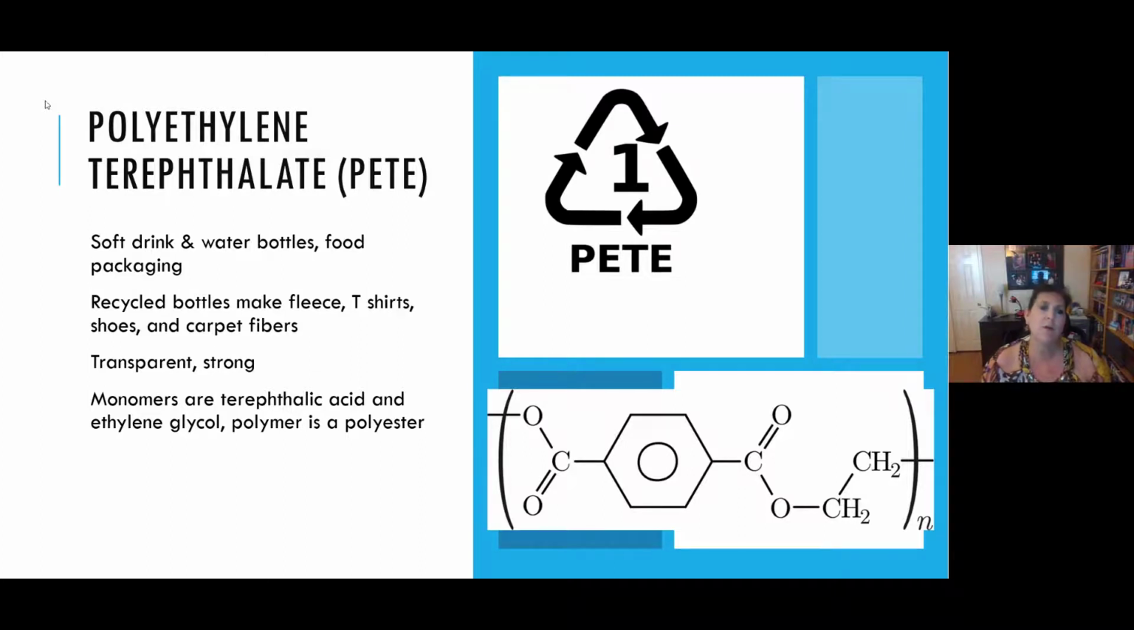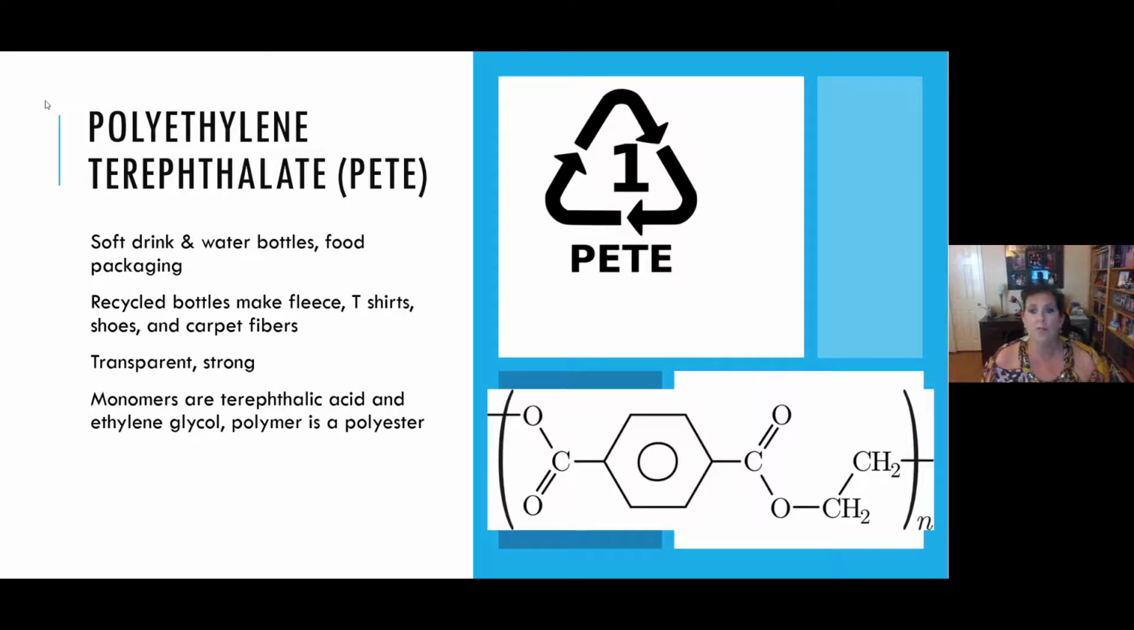What's really cool is you can recycle these bottles to make fleece, t-shirts, shoes, and carpet fibers. This plastic is transparent, meaning you can see through it, and it's pretty strong. The monomers are terephthalic acid and ethylene glycol. The polymer is a polyester, but don't worry about that. But just remember, number 1 is PET. I expect you to remember that. Number 1 is PET.